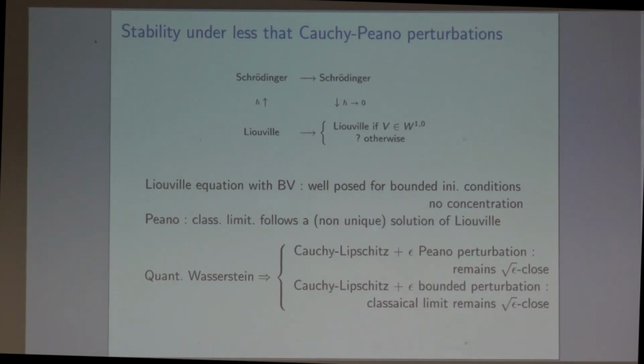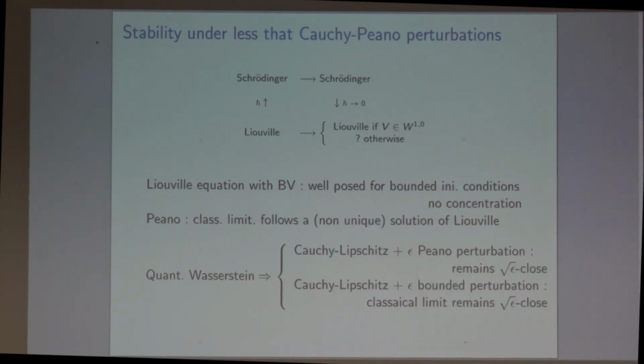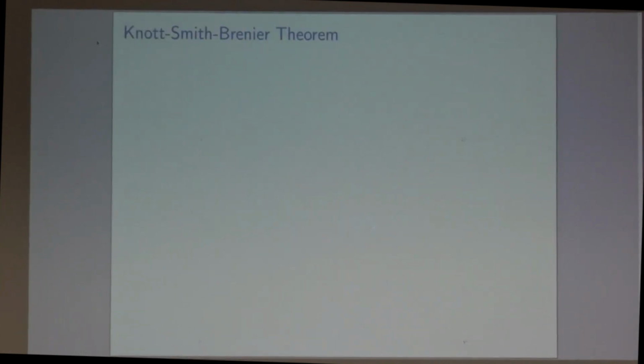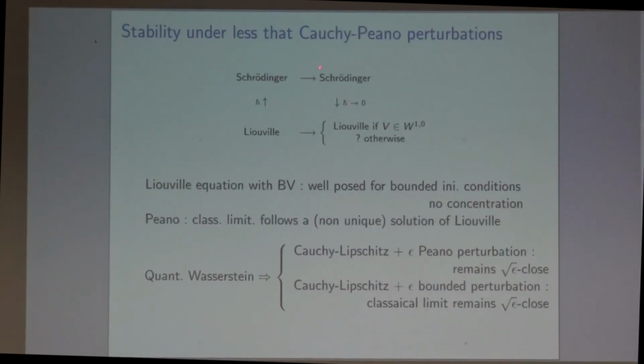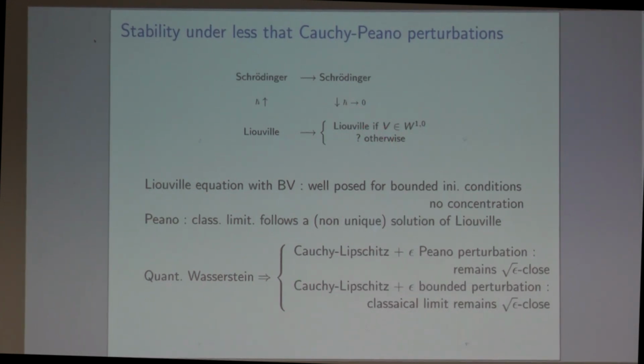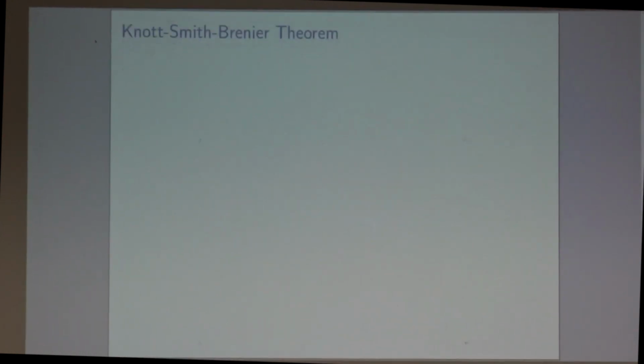I'm sorry, I don't want to spend much time like this, but if you believe that quantum mechanics exists, the true classical dynamics is the one you get from here. That is, you are at the level of Schrödinger, and you let h bar go to 0, so you get a dynamic of stability result for this dynamics.